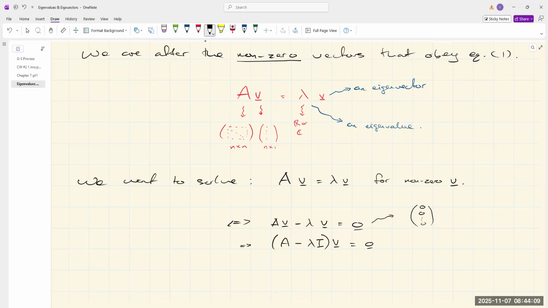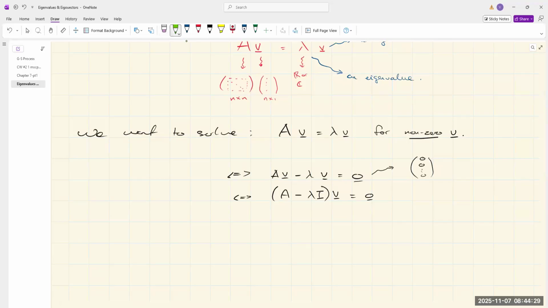Okay, so all of these statements are if and only if statements. We are interested in solving this equation, A minus lambda I, all multiplied by v, equals 0, for non-zero vectors v. Now this matrix over here, I'm going to give it another name. Let's call this guy M. A minus lambda I, that's a new matrix, I'm calling it M. So I could rewrite this as Mv equals 0.